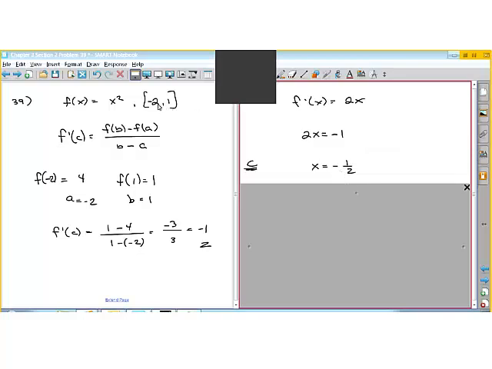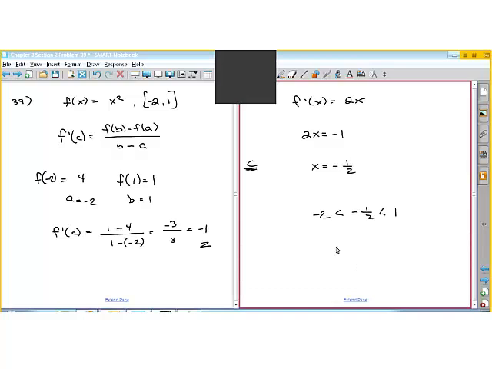Is that between -2 and 1? The answer is yes, and therefore the mean value theorem is satisfied. We don't have to actually calculate what the y value is. That's immaterial. We just have to worry about this slope.